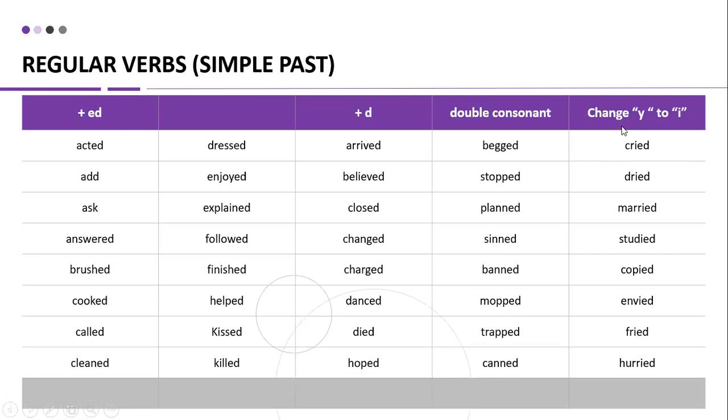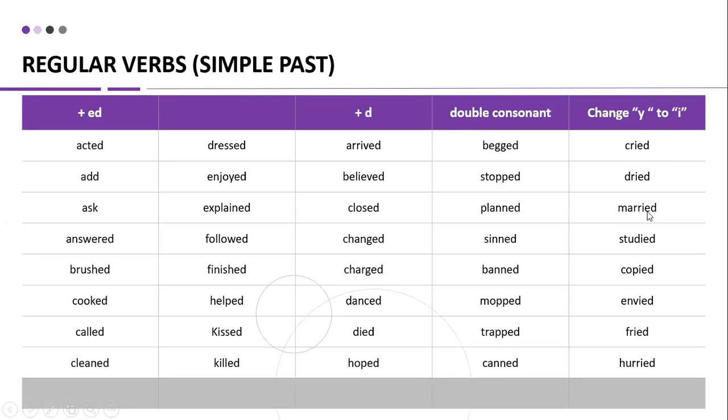Good. Other example. Change the Y to I. En los ejemplos que vamos a cambiar la Y por la I latina. Cry, cried. Dry, secar, right? Dry. Married, right? Porque está soltero, Dios no lo permita. No voy a permitir eso, por favor. No, I'm kidding. Married.